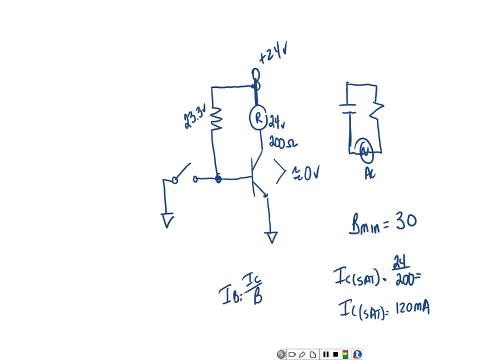Because it is guaranteed. 300 is not, but 30 is. So that means no matter what condition we operate this in within its maximum ratings, this will work. It will saturate. It will turn on a light bulb up in Alaska in the middle of December.